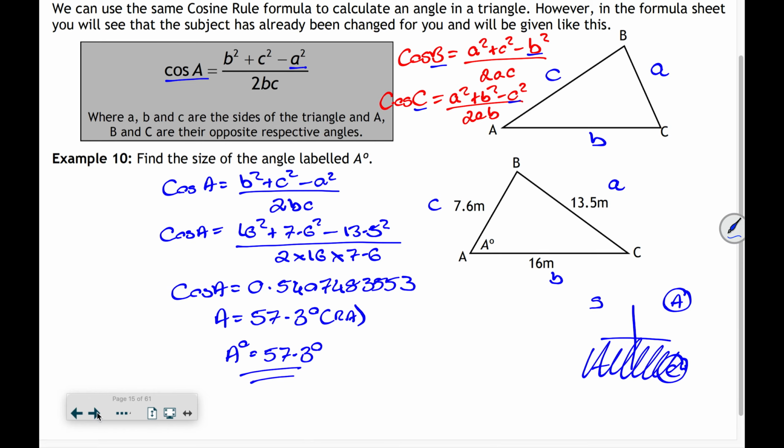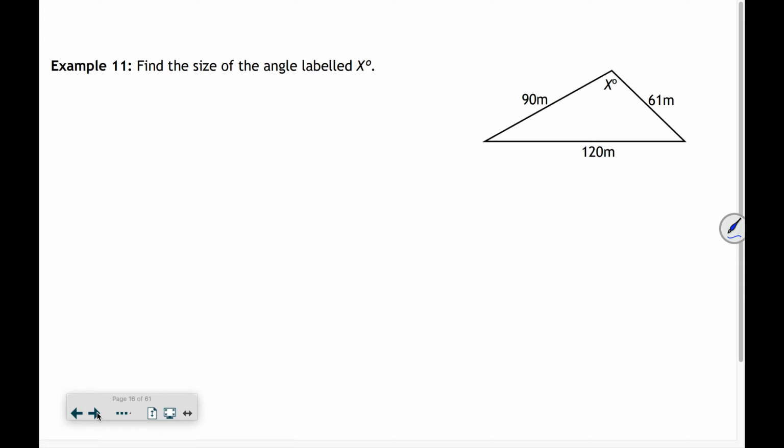Let's take a look at example 11. So, I want to find the size of angle X. The first thing I'm going to do here is label the sides. If this is angle X, this will be small letter x. And I'm just going to follow the alphabet. If this is angle Y, this will be small letter y. If this is angle Z, this will be small letter z.